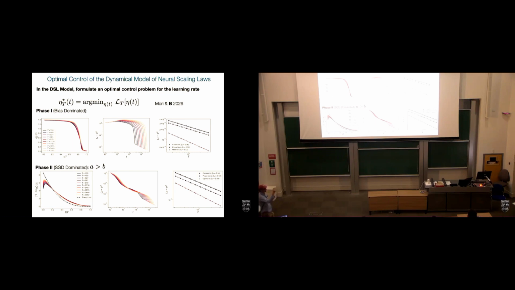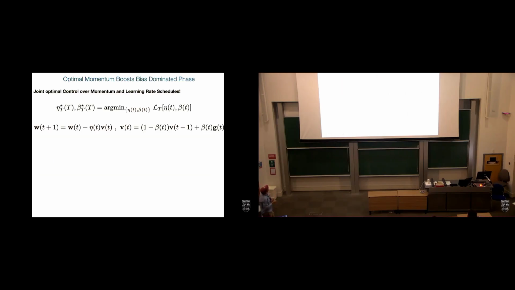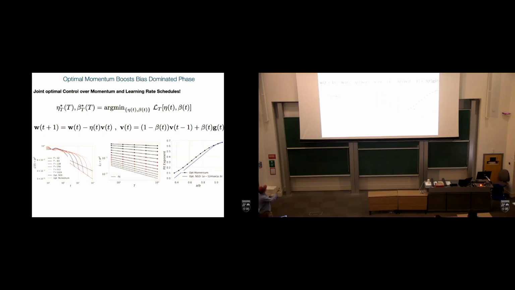So the base learning rates are decreasing as capital T increases. Okay. And we did one more thing, which was fun. So the bias-dominated regime seems potentially hard to optimize. Turns out if you also include momentum as a control parameter, so you let momentum vary in time, and you do optimal control over the learning rate and the momentum, you can really boost the bias-dominated regime's convergence rate.